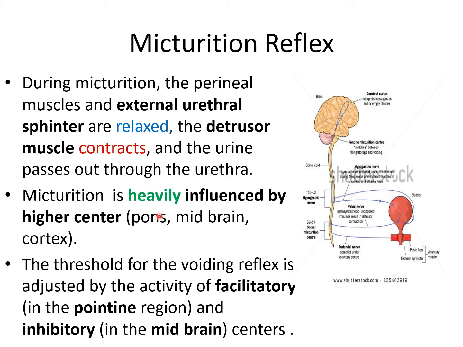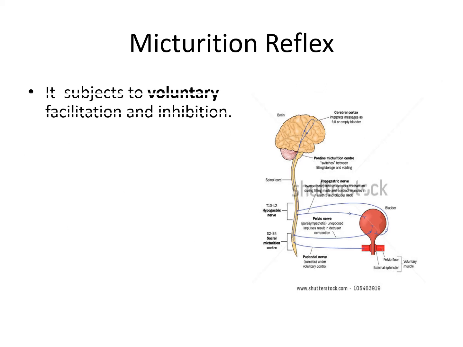The threshold for voiding reflex is adjusted by the activity of facilitatory areas, which are in the pontine region, and inhibitory areas, which are in the midbrain centers. So it is not a simple spinal reflex. It is affected by other areas of the brain, like the pontine region and the midbrain region, which facilitate and inhibit these spinal micturition centers. And not only that, it is subject to voluntary facilitation and inhibition.